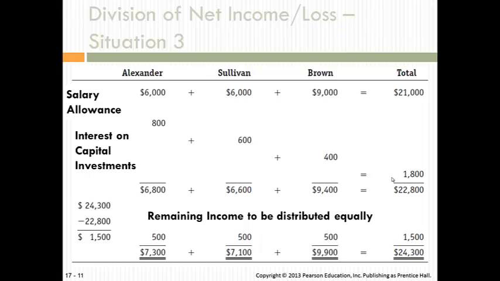If we split that equally, each partner gets $500. So we add 500 in each column and find grand totals for each partner. When we add all these up, we get $7,300 for Alexander, $7,100 for Sullivan, and $9,900 for Brown. Notice that the total is $24,300, which is how we double check that we've allocated all of the net income.